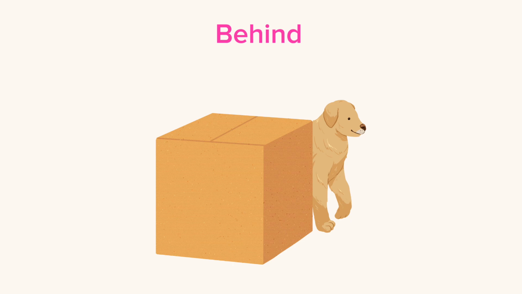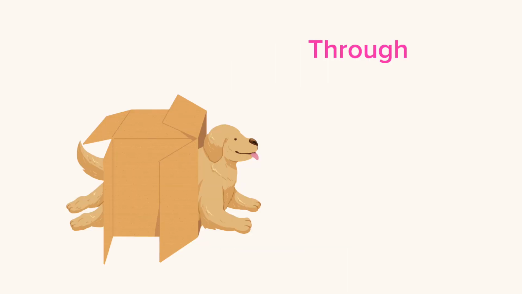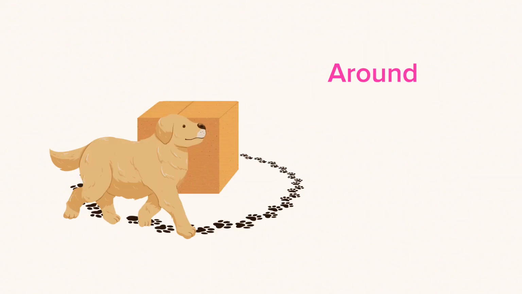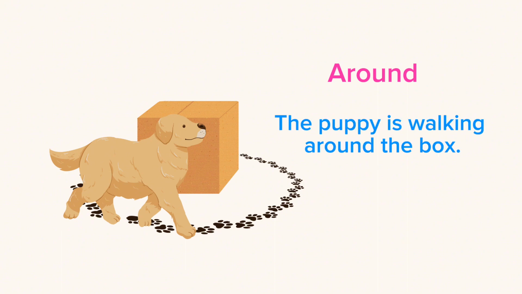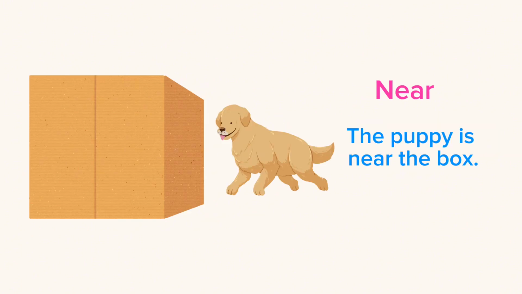Behind. The puppy is behind the box. Through. The puppy squeezed through the box. Around. The puppy is walking around the box. Near. The puppy is near the box.